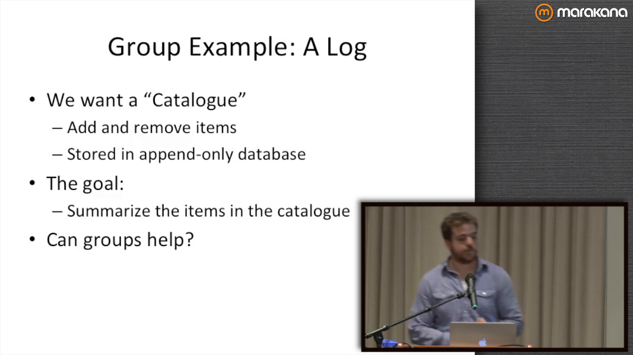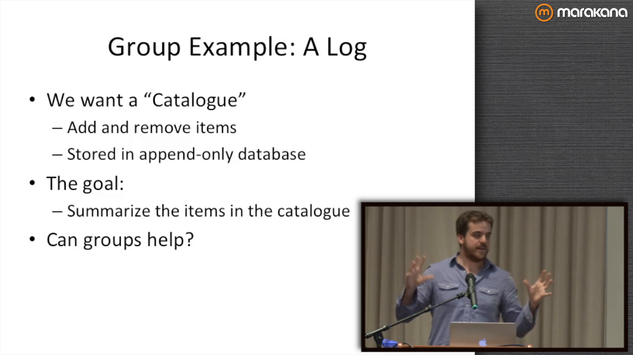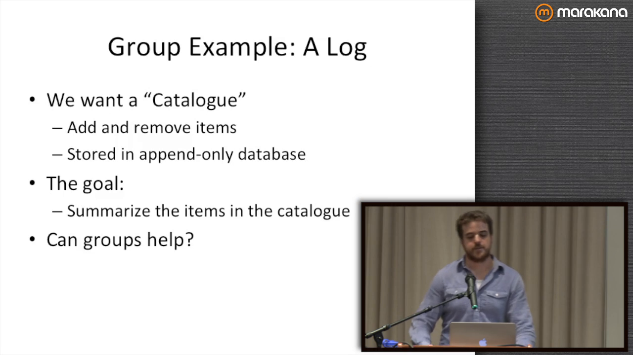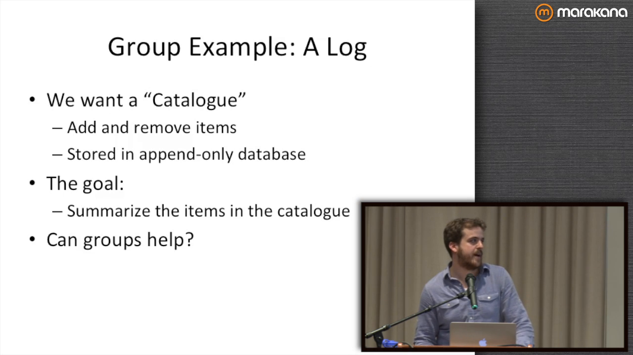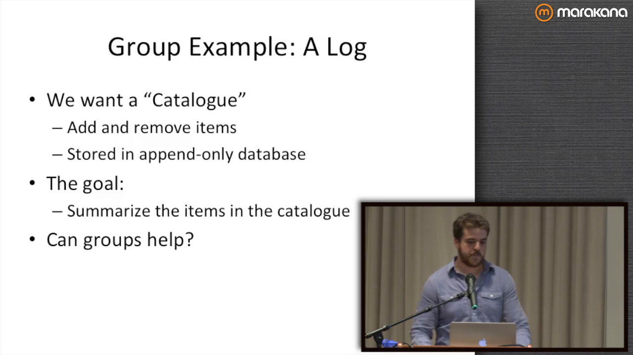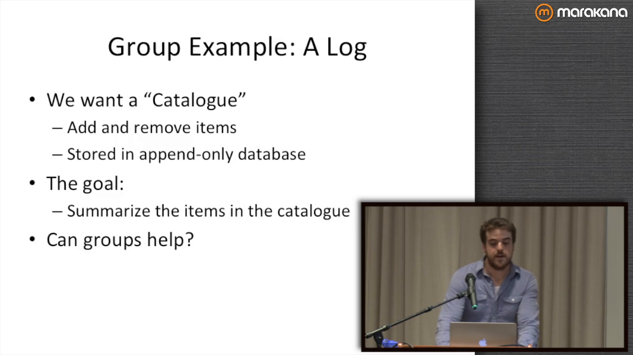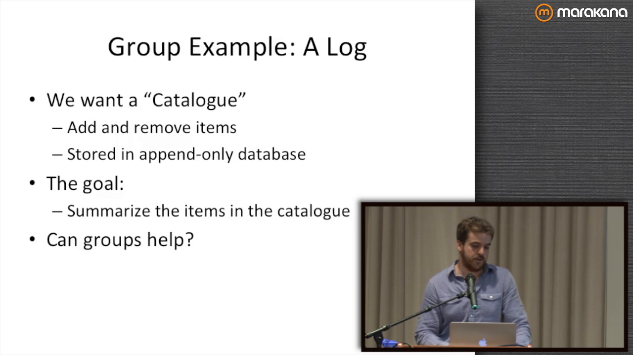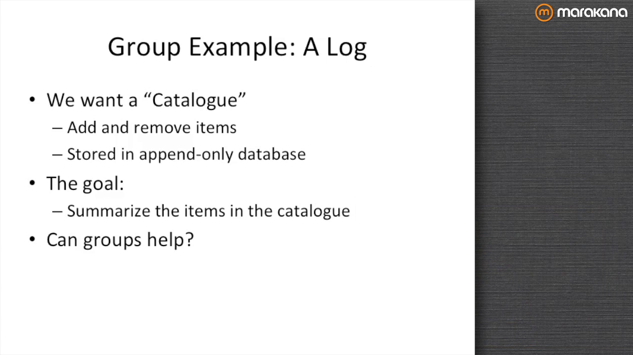So to give an example of a group, we're going to talk about this catalog. The catalog is basically, we can add and remove items to the catalog. But the main thing is that we actually store it in an append-only database. So we can never actually remove something from the database. We can only say what has happened. So it's a more constrained problem. Anyways, our main goal is really to summarize the items in the catalog and be able to do that with this notion that you can't actually remove things.